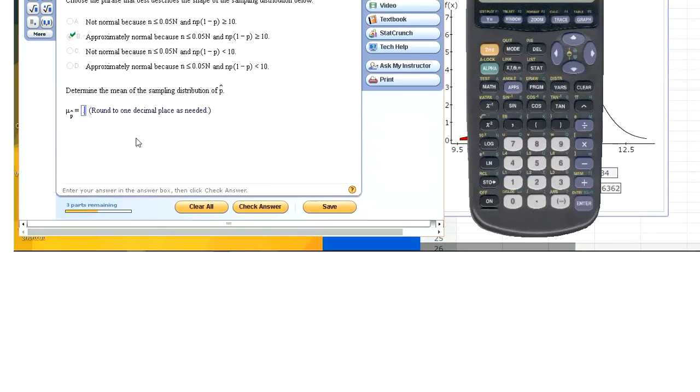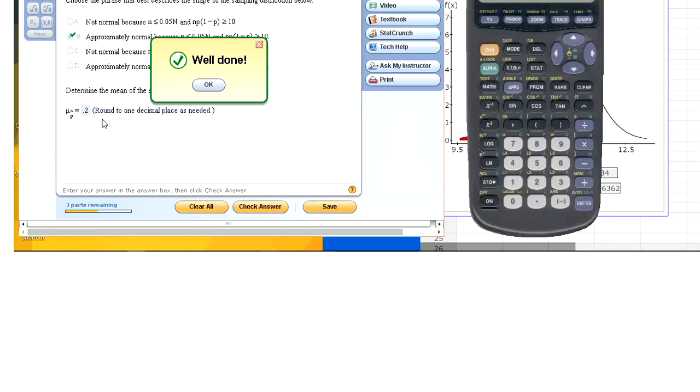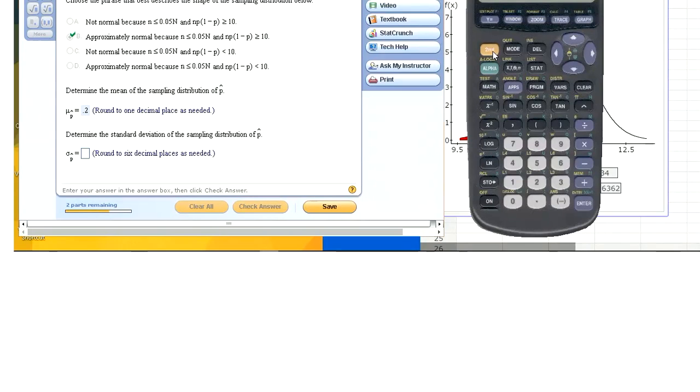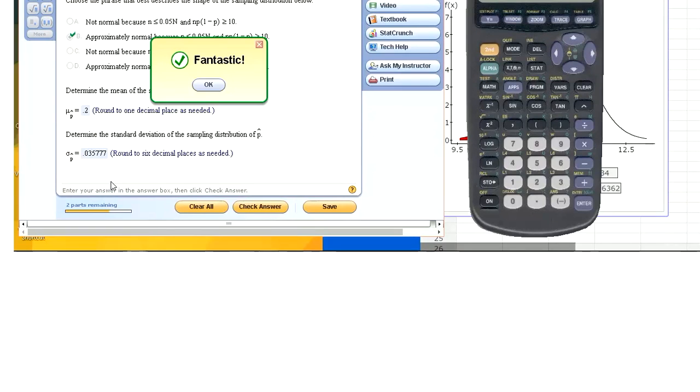So once again, 0.2 for the mean of this distribution. The standard deviation is the square root of p, 0.2, times 1 minus 0.2, divided by 125. That's 0.036 rounded. Oh, 6 decimal places. Holy cow. 0.035777. Okay, those are 6 decimal places. That's what you wanted. That's what you get.